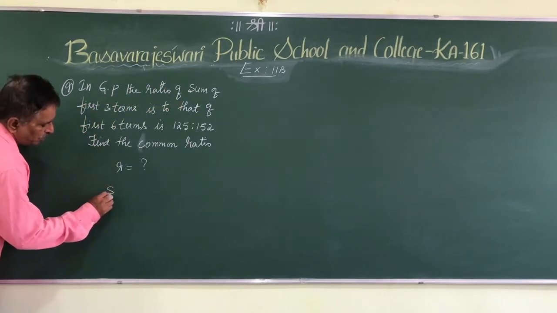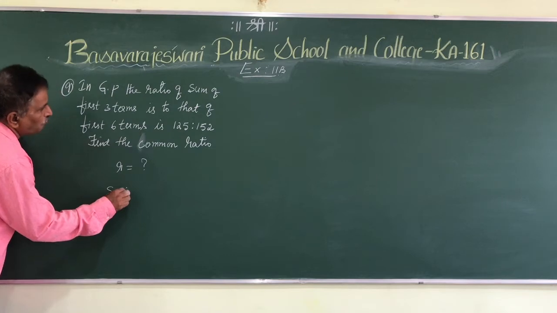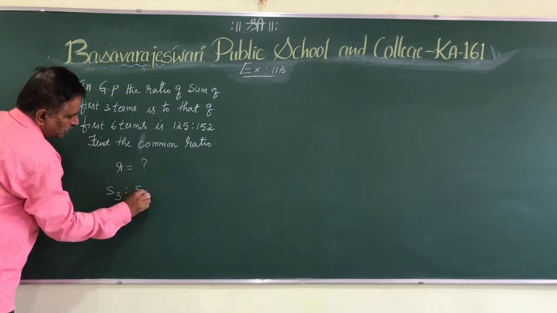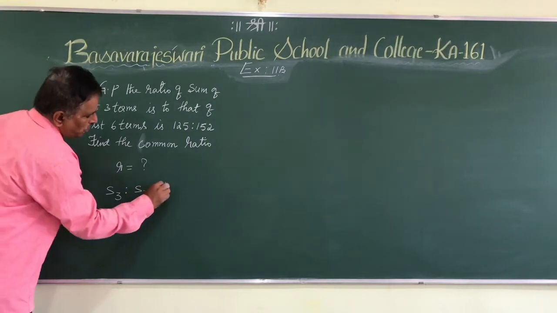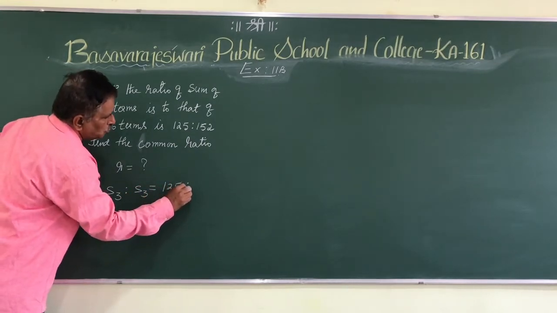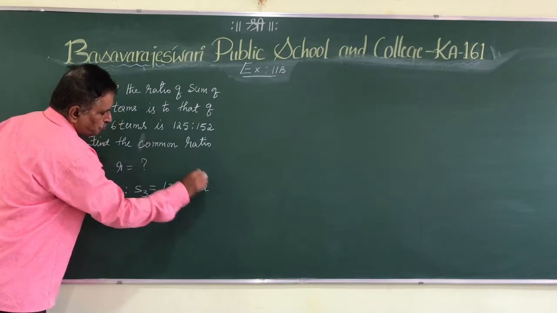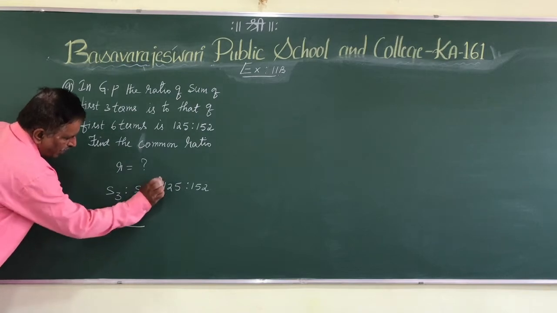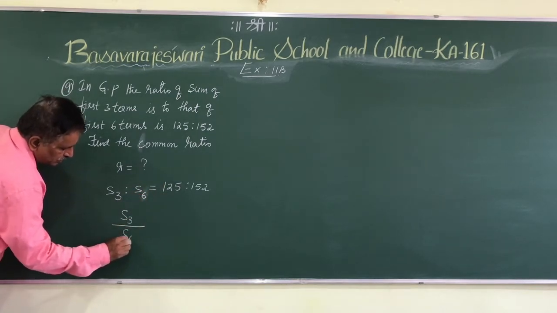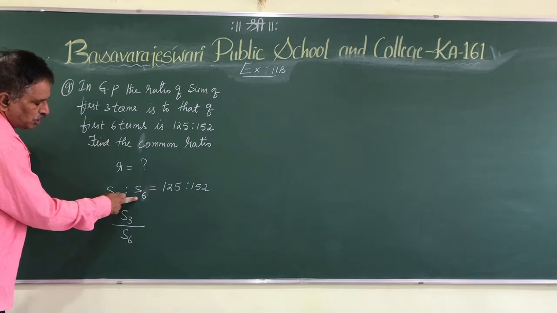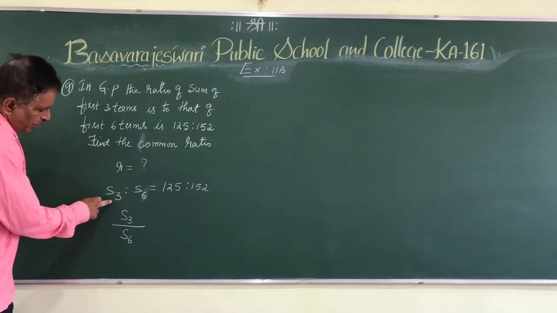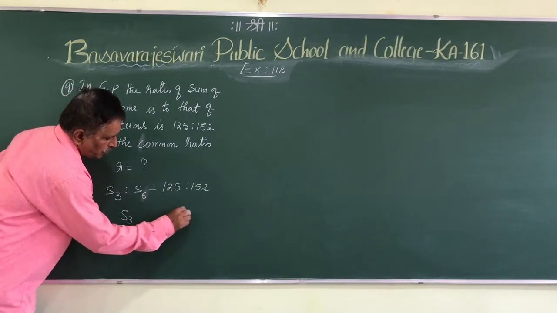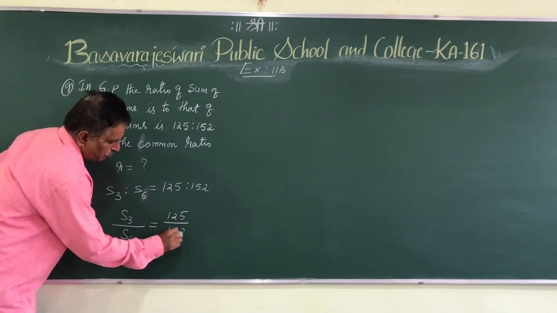The ratio of the sum of three terms, S3, to that of the first six terms, S6, is equal to 125 is to 152. Or I can write this as S3 divided by S6, the ratio of the sum of first three terms to that of the first six terms. This ratio can be written in fraction form, which is equal to 125 divided by 152.